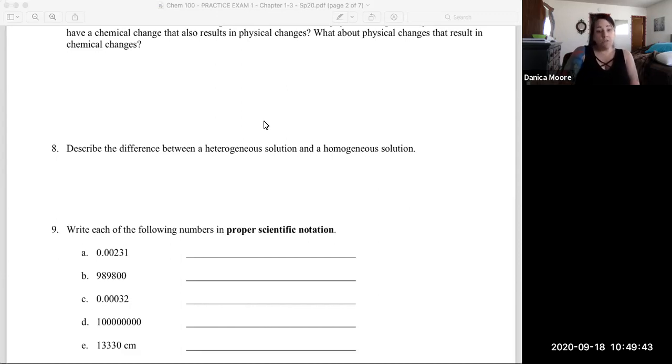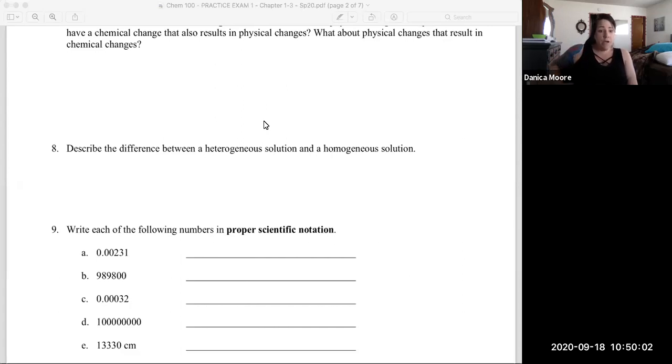With a homogeneous solution, it's the same throughout, right? So this would be something like salt dissolved in water, right? It could be air, right? We have a mixture of air. You can't tell where the nitrogen and the oxygen are in the air, right?